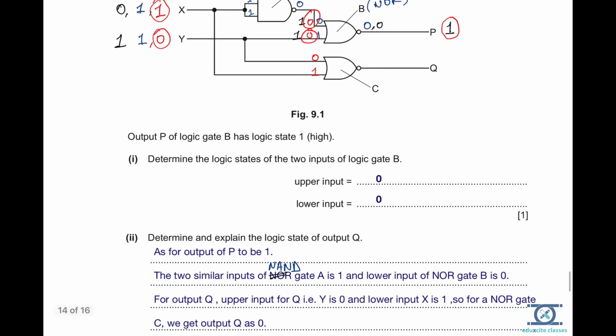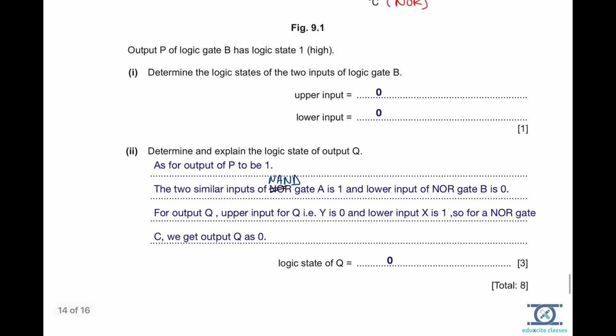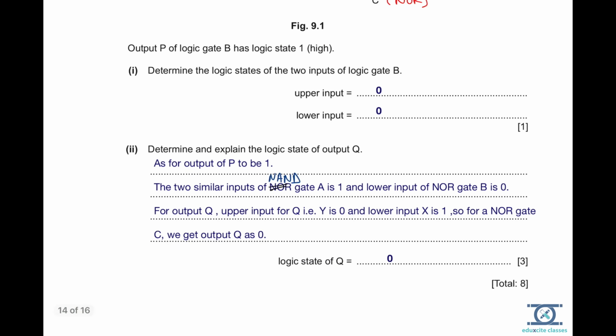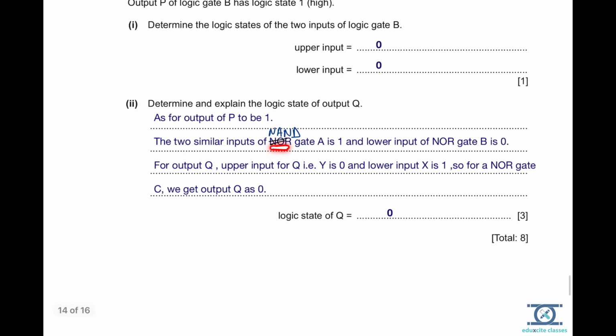Fine. So here for 0 and 1 we are getting the NOR gate. This is also the NOR gate. So for 0 and 1, for the OR gate we get 1, for the NOR gate we get 0. So the output for Q is 0. So we have written that the output for Q is 0. Okay, you can try it, only this I have changed.